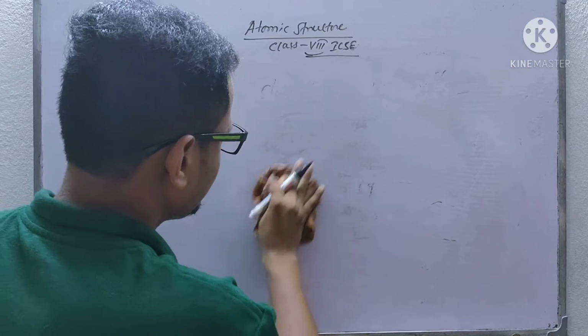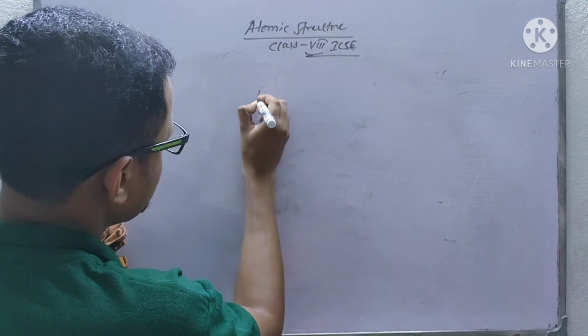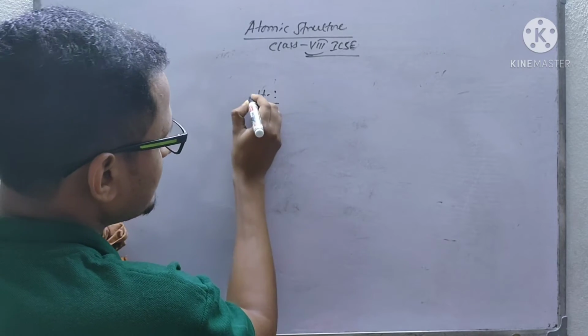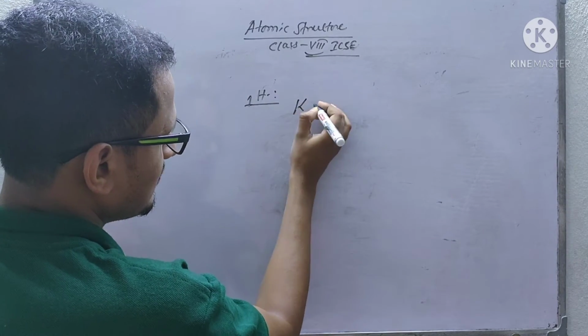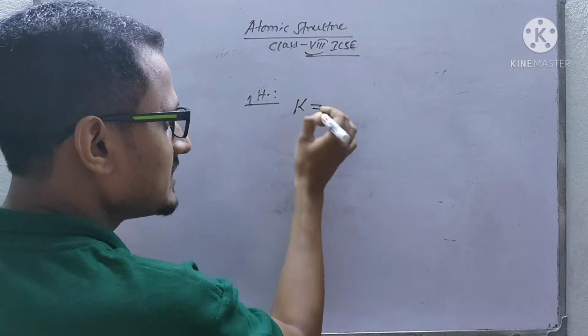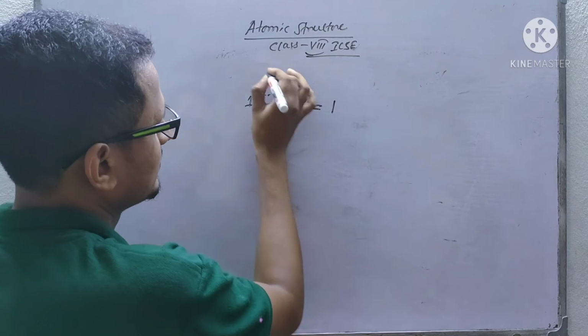Now how we can draw that one? See, for hydrogen its atomic number is 1. Now what is the electronic configuration? It has 1 electron, that means that electron will be placed in K orbit. Okay, this is the electronic configuration.